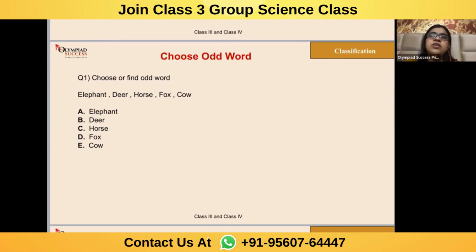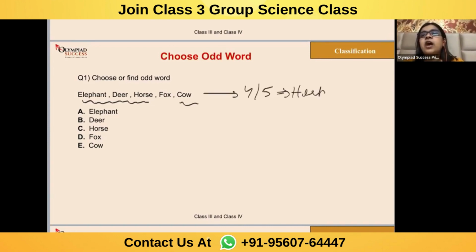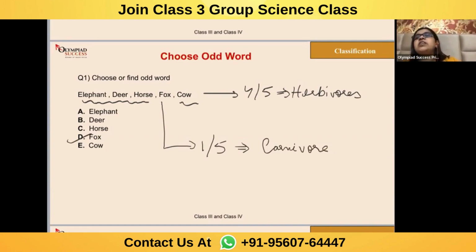Carnivorous. Good, good, Swarnim. So elephant, deer, horse, and cow. These four out of 5 are herbivores. And only fox, that is 1 out of 5, is a carnivore. Very good, Amoka. So my answer will be option D. Yes, Aditya, ask. Good, Meera. Ma'am, you don't see my answer. Oh, wait, I'll see it now. Aditya, that's the correct answer. Very nice, Navya, that is the correct answer. Shivansh, say.